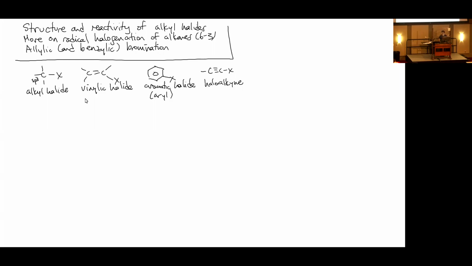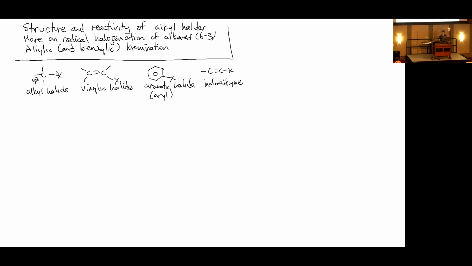Naming these things is pretty straightforward. If you can handle 3-methylpentane, then you can surely handle 3-chloropentane. In fact, I think I've already put a little bit of nomenclature of alkyl halides on exams so far, because if you can name alkanes, there simply is nothing else you need to know in order to name alkyl halides. It's very straightforward. So I think that's all we need to say about that.